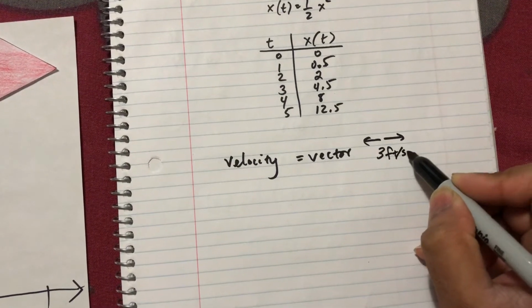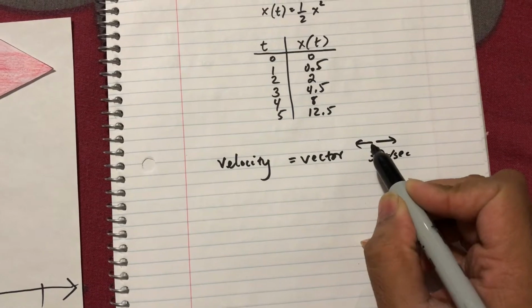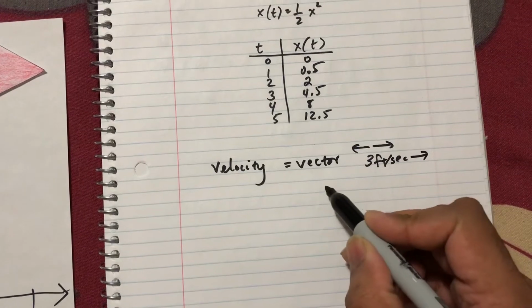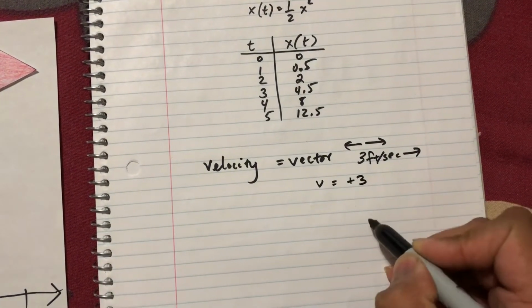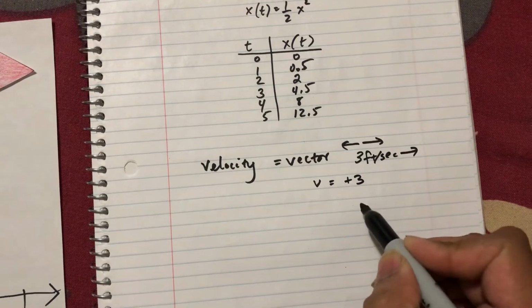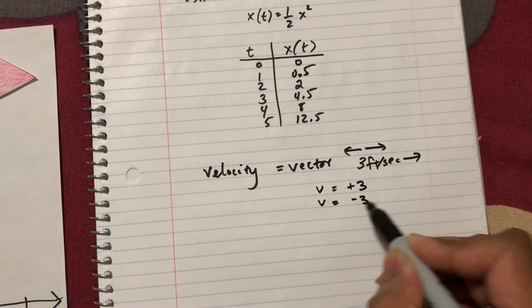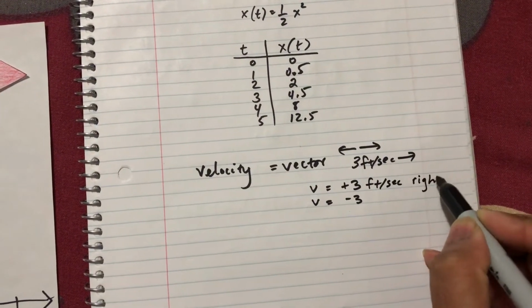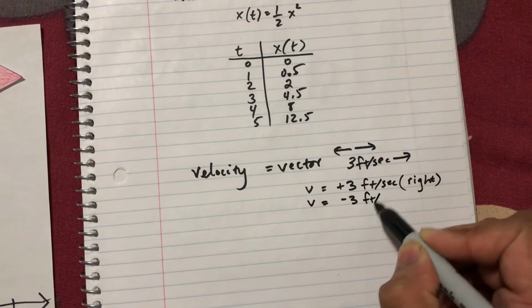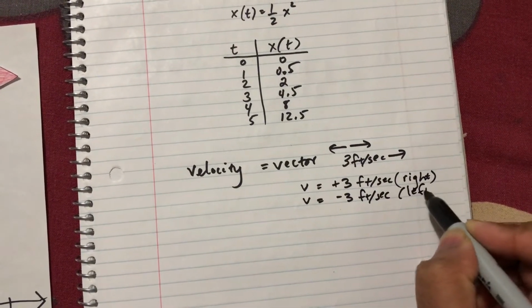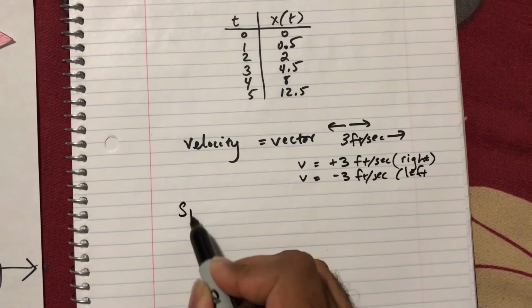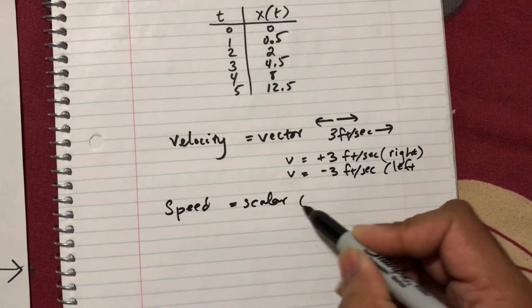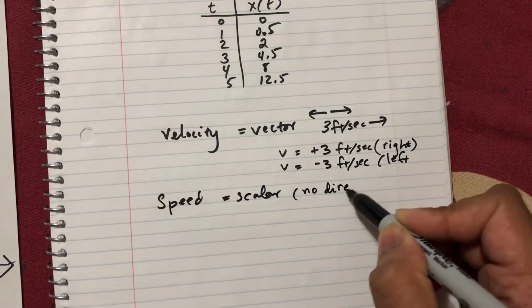So you could be moving 3 feet per second to the right, or you could be moving 3 feet per second to the left. If you are moving to the right, then that velocity is positive. But if you are moving to the left, then that velocity becomes negative. This means right, and this means left. But now speed. Speed instead is a scalar, and as such you have no idea about the direction.